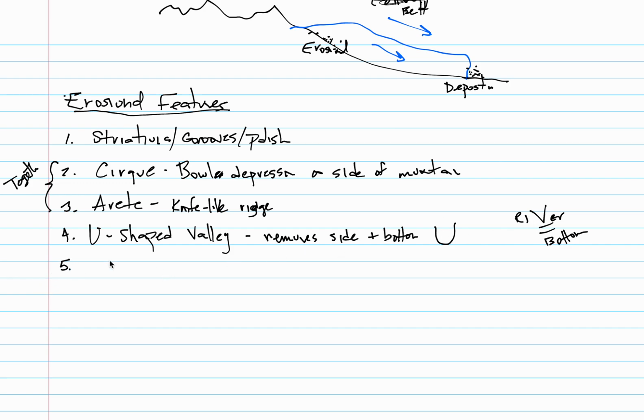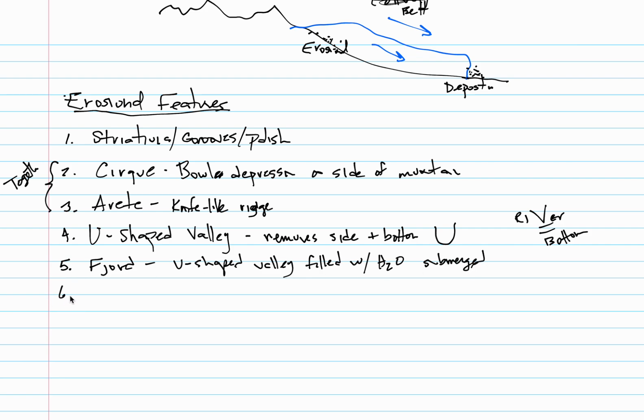A fjord, these are very simple. It's a U-shaped valley filled with water. So this is U-shaped. So this is just near sea level. We could say submerged would be another way to say it. It's a submerged U-shaped valley.